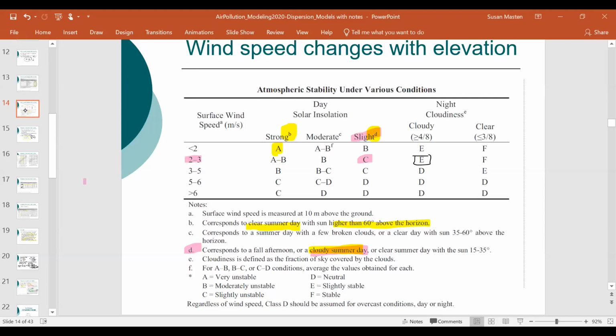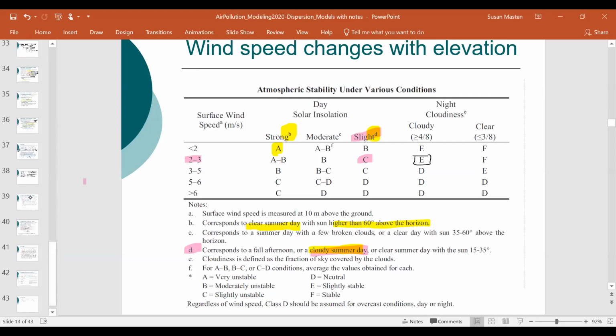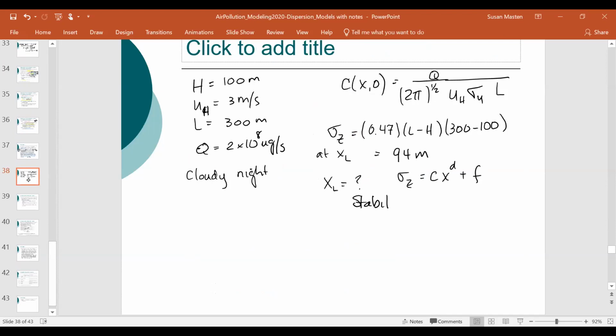What I want you to try and do between now and Friday, based on that, we have stability class E, is see if you can think through how we would calculate X sub L. Can you go through and calculate X sub L for this set of conditions? I gave you this. Actually, you could even calculate U sub A, and then move forward from there. Let's see what you can do. We'll finish that on Friday.